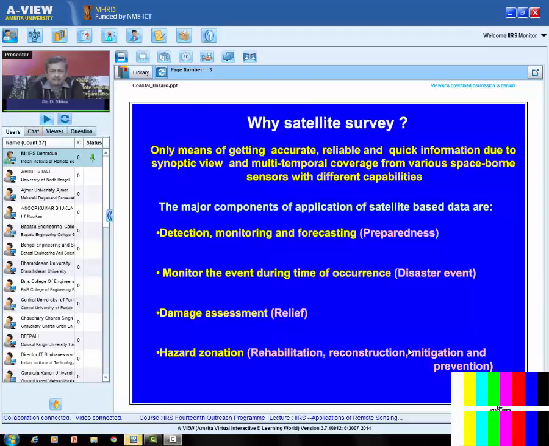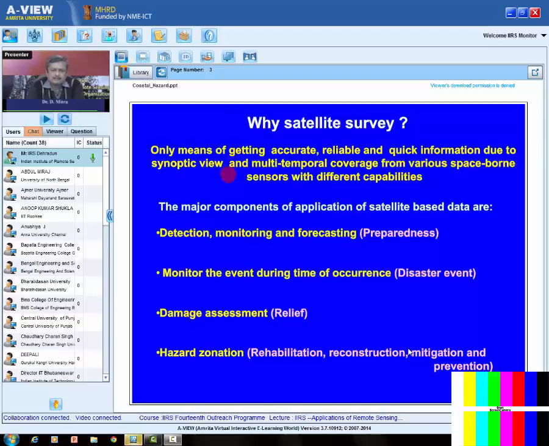You can always get at least a reliable, accurate picture of that devastated area, and you can go for a map to give the idea to the district administrator or planners about where the relief has to go, how much rehabilitation is required, and what are the ways you can reach the place. Those information you can get only from the satellite survey.